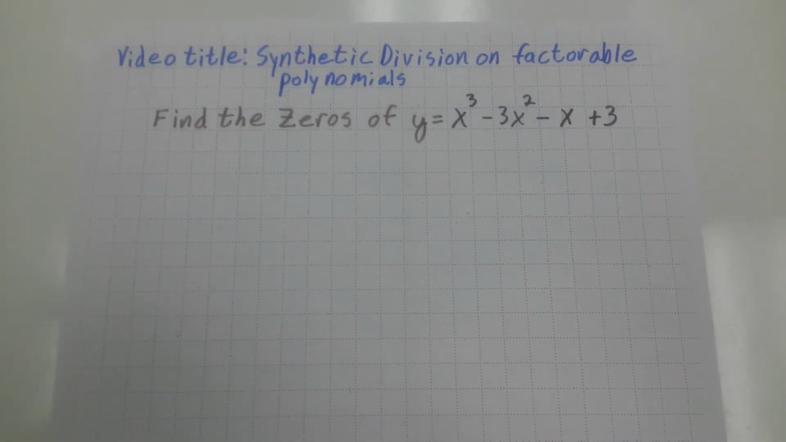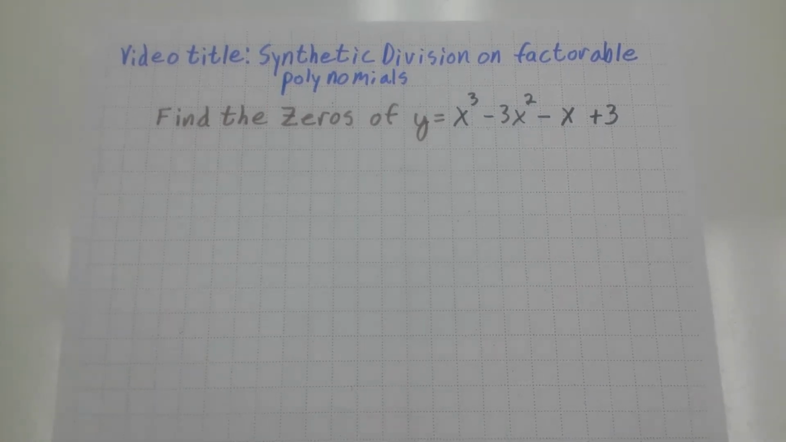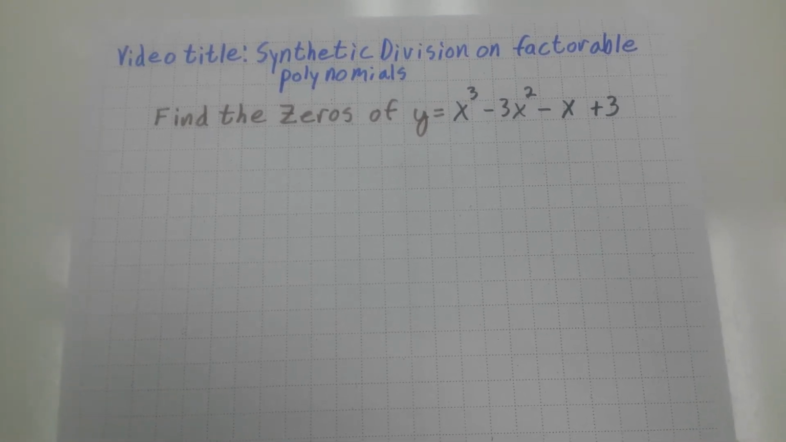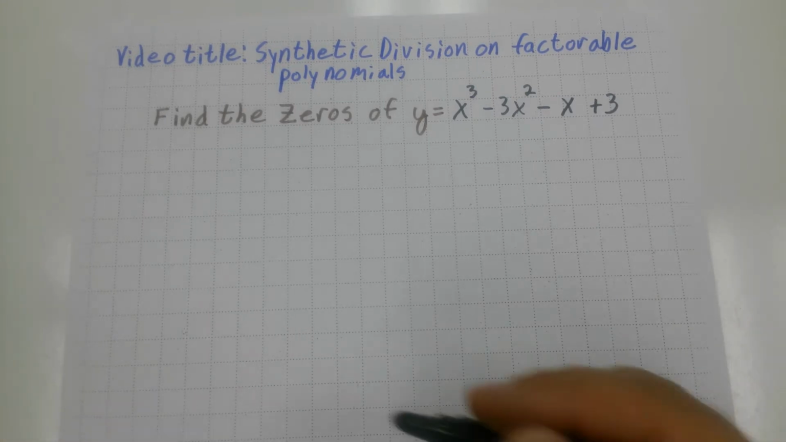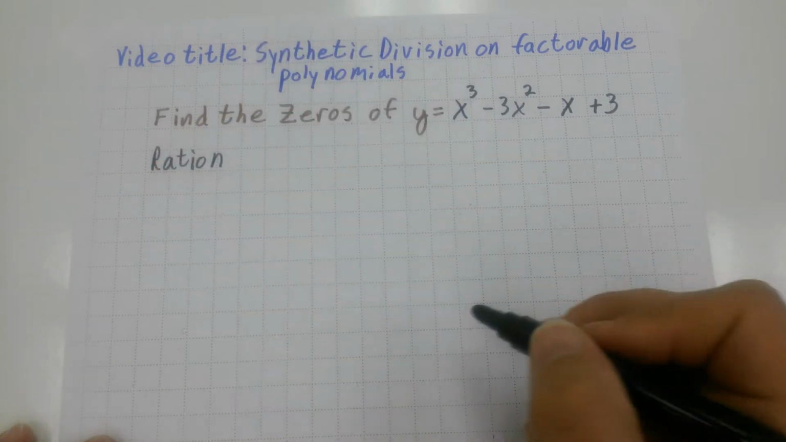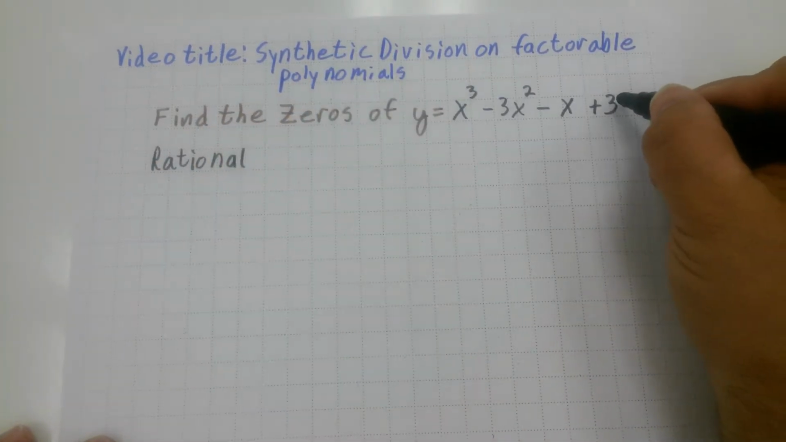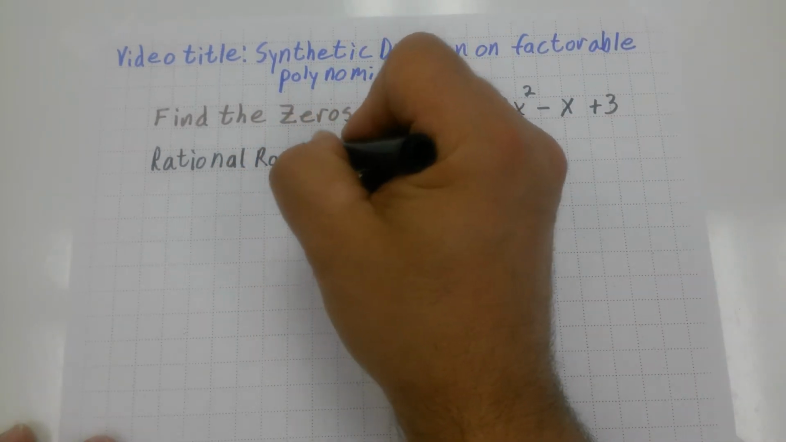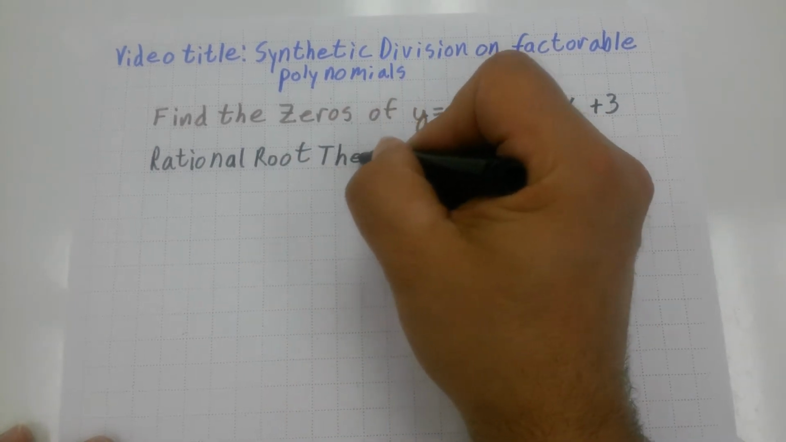Hi. What I'd like to do is find the zeros of a factorable polynomial using synthetic division. First thing you want to do is the rational root theorem. And what that is, you take the last number and you put it over the first number, and it gives you all of the rational roots. So that's why they call it the rational root theorem.